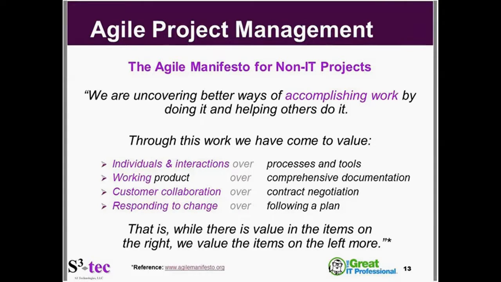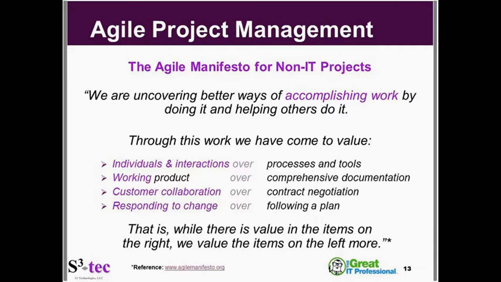Other than that, everything about the manifesto applies to project management for projects that are non-IT or non-software development projects. And we look at the Agile Manifesto, it gives us these 4 items. It says individuals and interactions are valued over processes and tools.